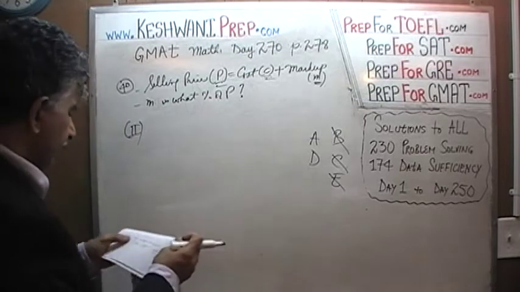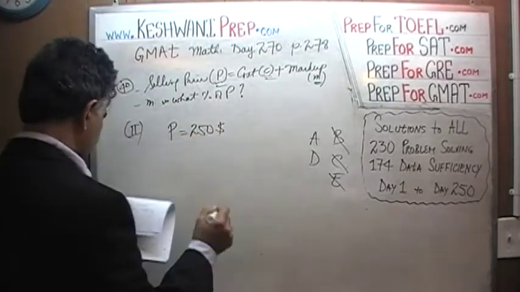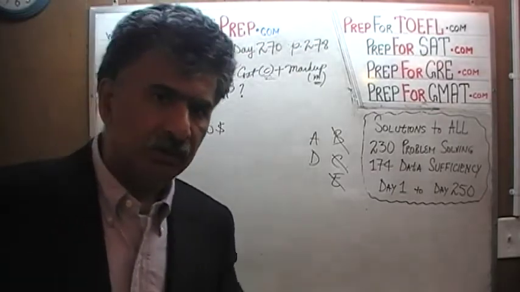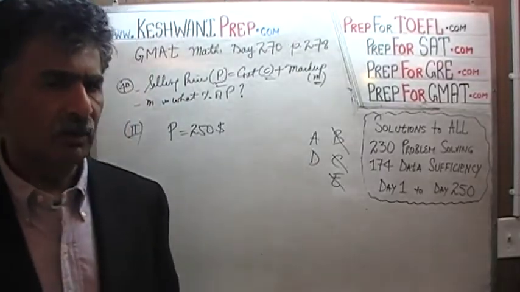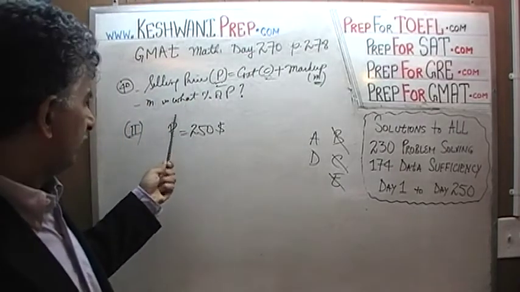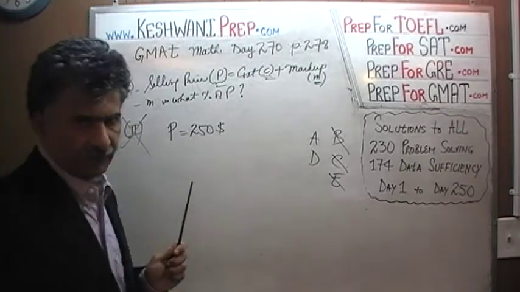Second statement tells us that the price is 250. Oh, this is no good. Bloody hell. Simply knowing what the price is not going to tell us at all what the markup is as a percentage of price. The question is, what's the markup as a percentage of price? How can we tell simply by knowing the price? This is not enough. This is silly. This is not enough. The answer is A.